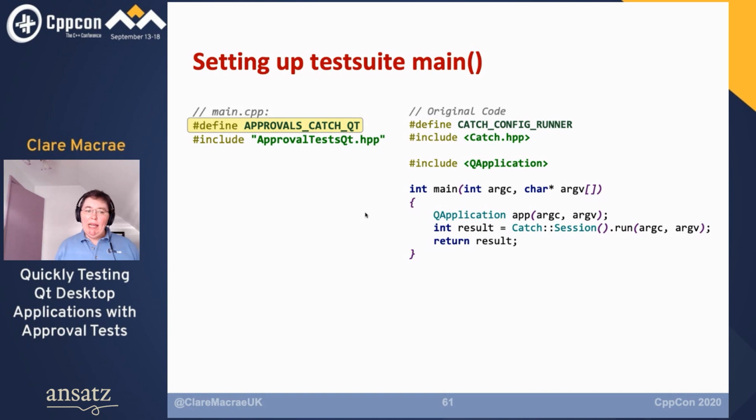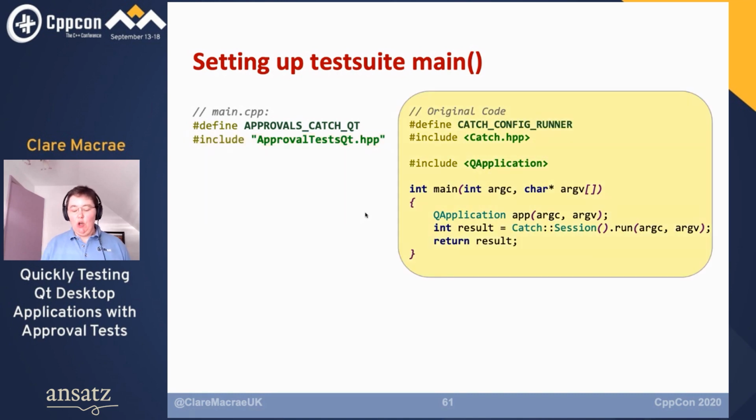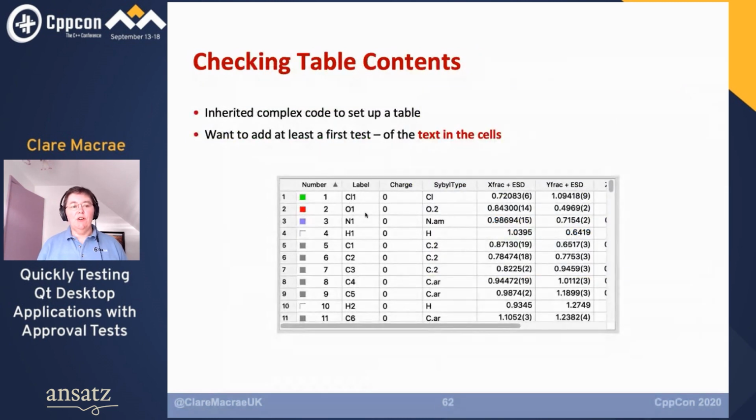So in your main, if you use this library, you could write #define APPROVALS_CATCH_QT, and then #include the approval tests Qt header. And that is the equivalent of all of this code that we wrote by hand earlier. So that's the kind of help it can give you in getting started.